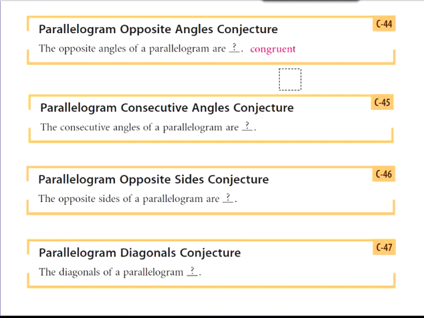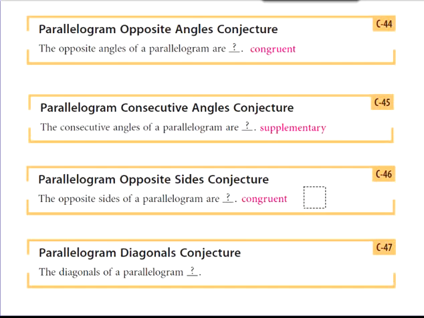So then you also looked at consecutive angles. What can you tell me about consecutive angles? They are supplementary, okay? Opposite sides of a parallelogram are congruent. They're also parallel, but congruent is a little more specific. They are actually congruent.